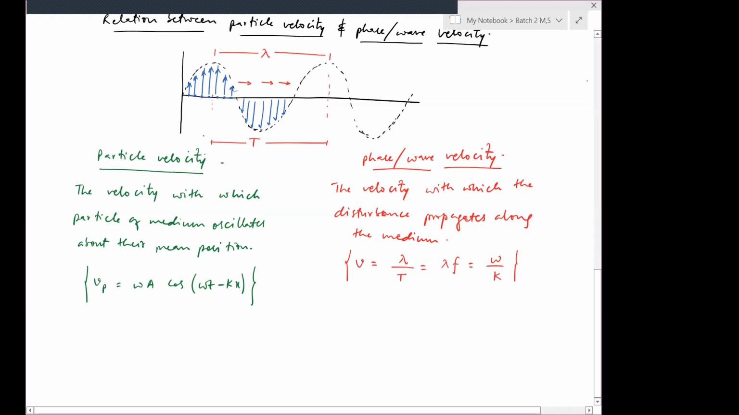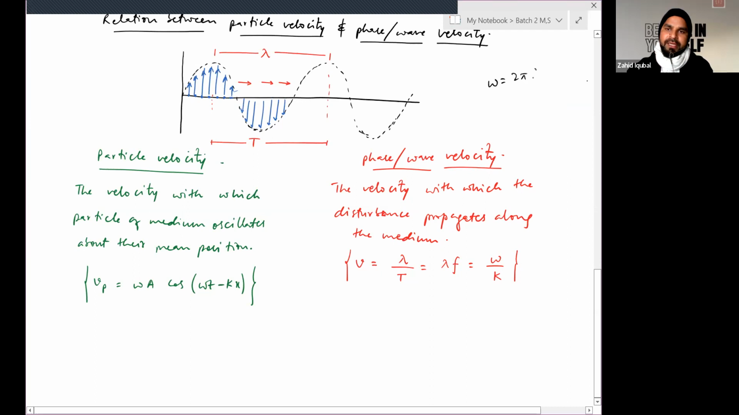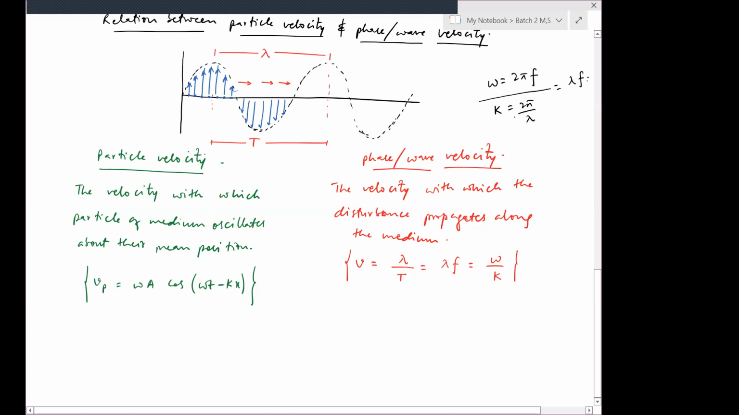So can you say how this wavelength and frequency product is equal to omega by k? As omega is nothing but 2 pi f and k is nothing but 2 pi by lambda. Just divide these two terms. 2 pi will cancel out, lambda will move to the numerator, so you'll get lambda into f. That is omega by k. Okay, sir. Done, sir.